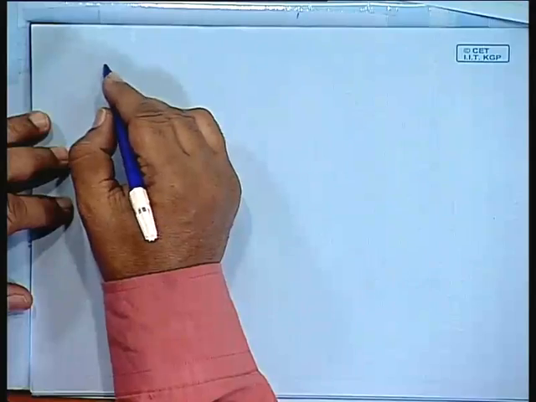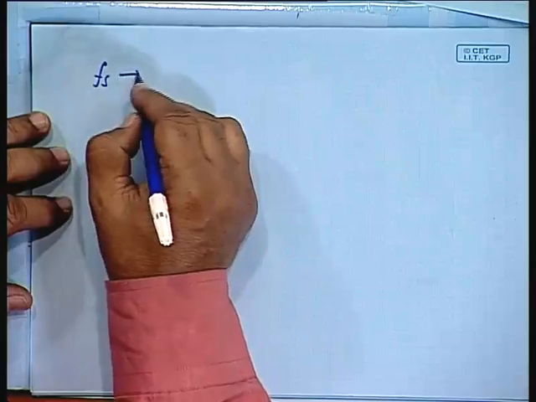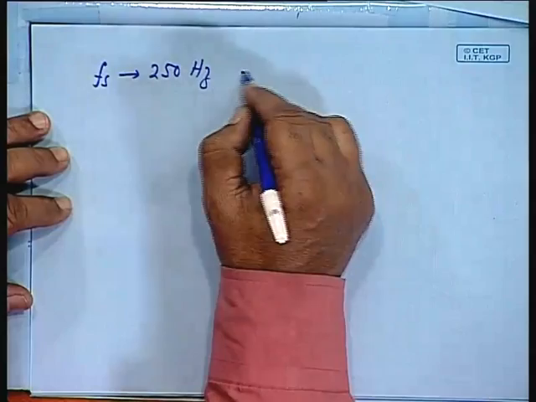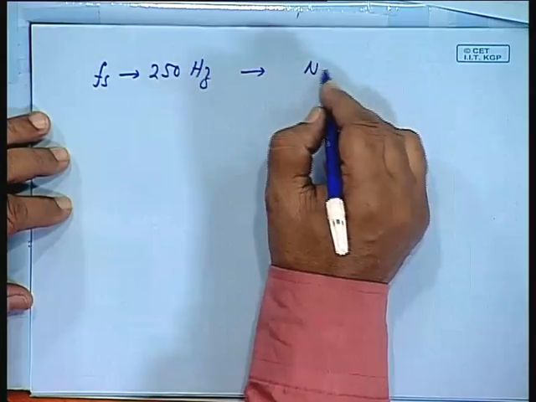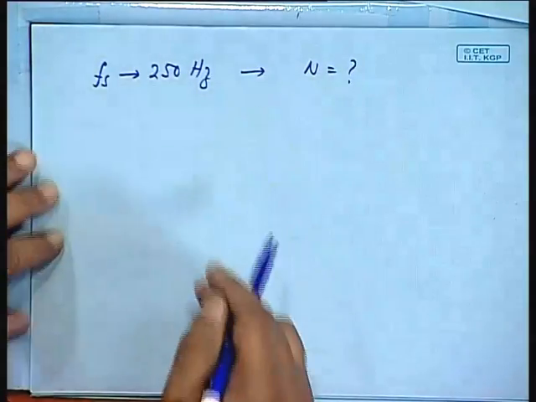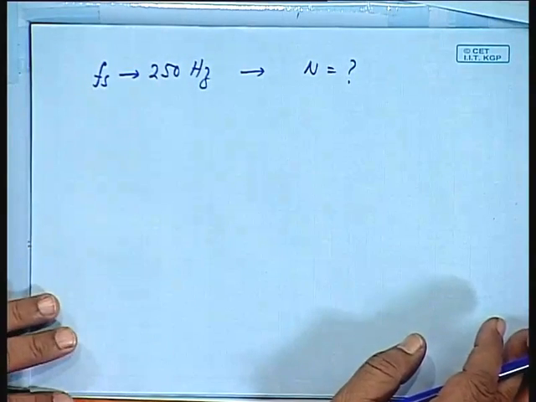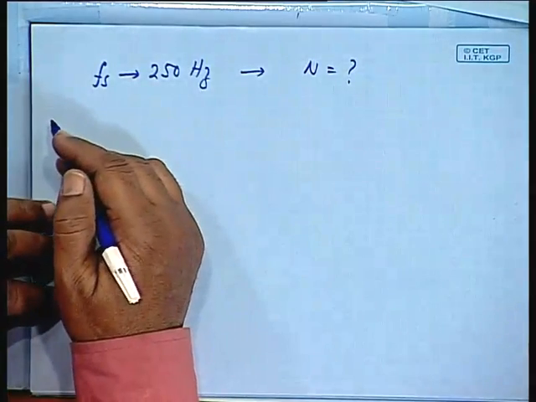So, can you try at home? If the sampling is at 250, what is the period? If the sampling rate Fs is made 250 hertz, what would be the period n for the same signal? Okay. Try at home and let me know.